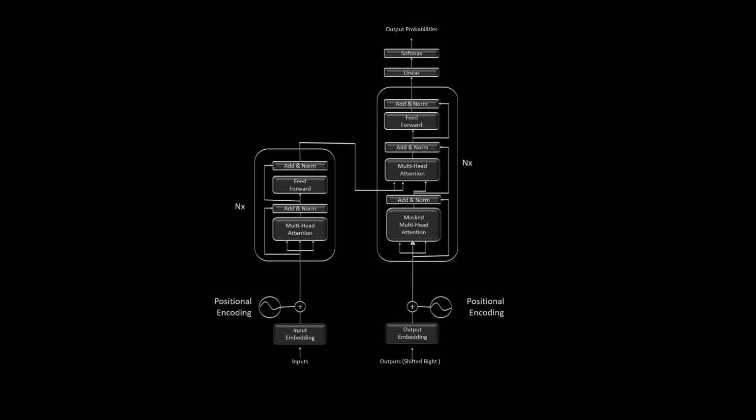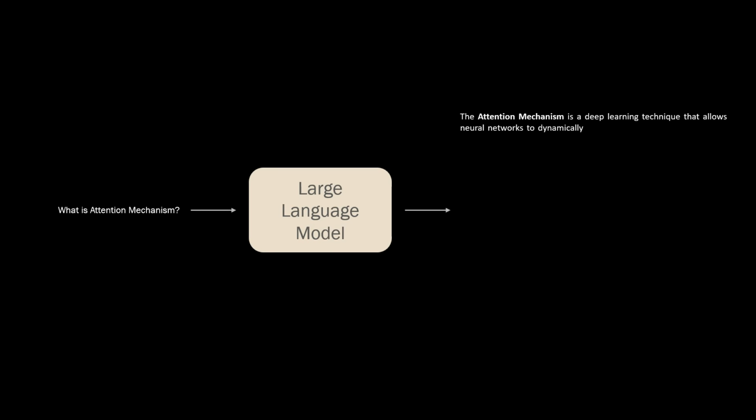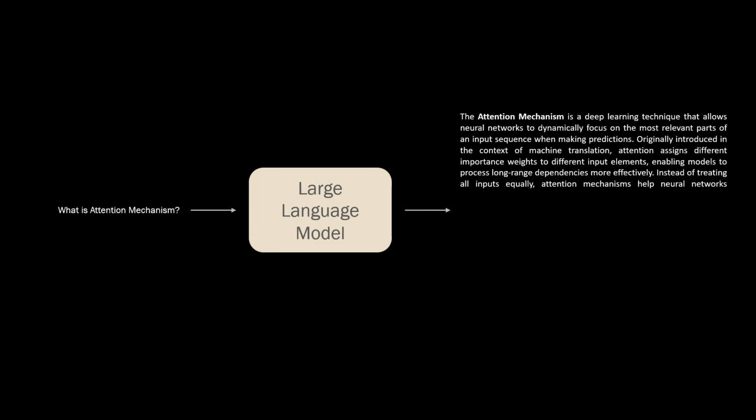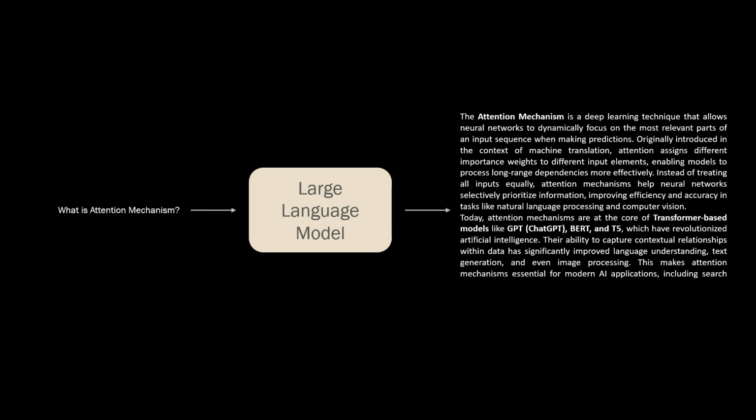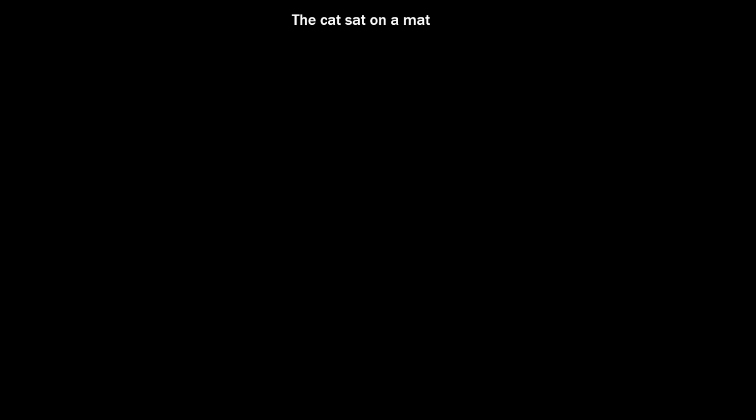The transformer architecture has been a huge breakthrough in AI. Due to this, large language models have become incredibly powerful. They can generate human-like text, translate languages, summarize articles, answer complex questions, and even write code. Their ability to understand and generate text with high accuracy has revolutionized the way we interact with AI.